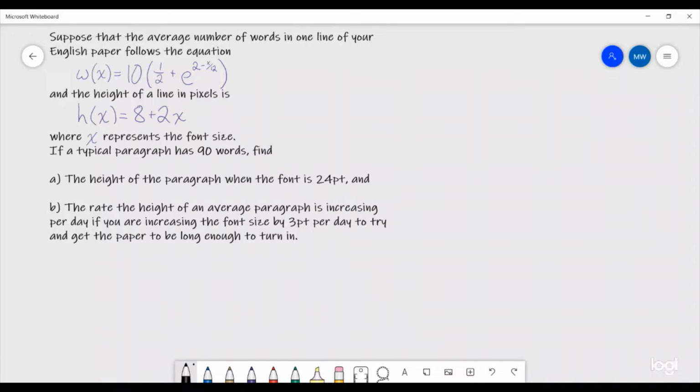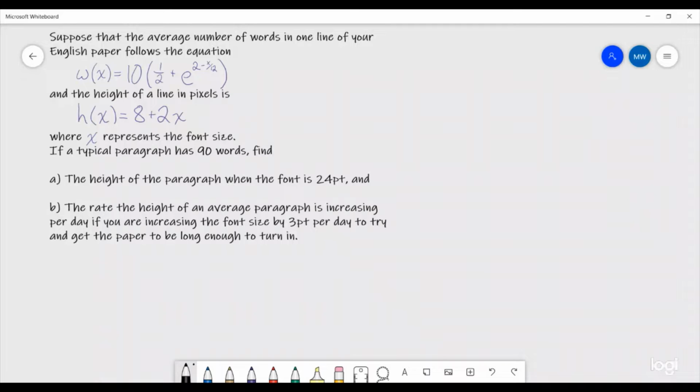So we know that our average paragraph in our paper has 90 words. Let's find two things. First, a, the height of the paragraph when the font is 24 point, and b, the rate that the height of an average paragraph is increasing per day if we are increasing the font size by 3 points per day to try and get the paper long enough to turn in, because it's much easier to just increase the font size than to actually write more words.